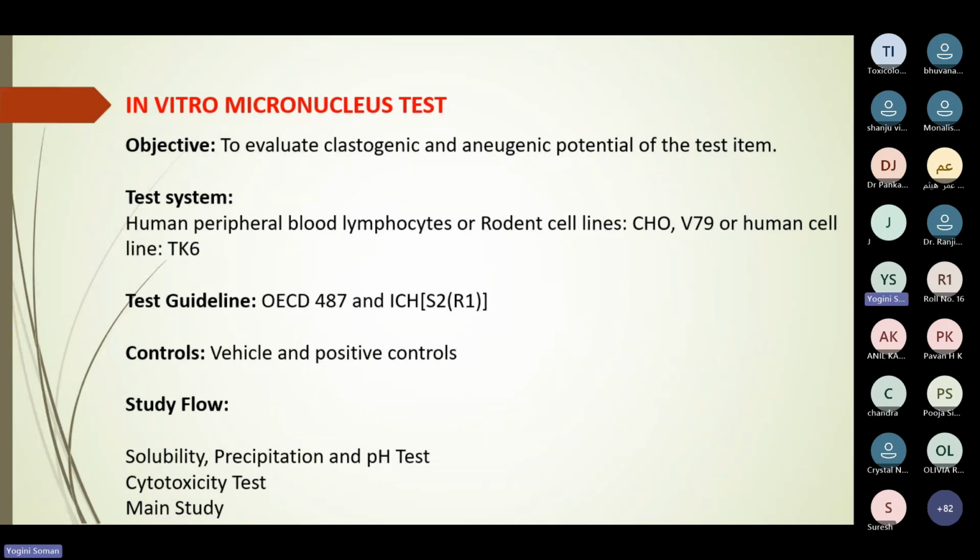So for the human peripheral blood lymphocytes, the flow chart is not included in the presentation. I am only explaining it. Then you can culture the cells in RPMI with antibiotic, and you can use PHA for cell division, and the rest of the procedure is almost the same for human peripheral blood lymphocytes. The cytotoxicity parameter is the same, that is, 50 to 60% cytotoxicity should be there to select the concentration for the main study.